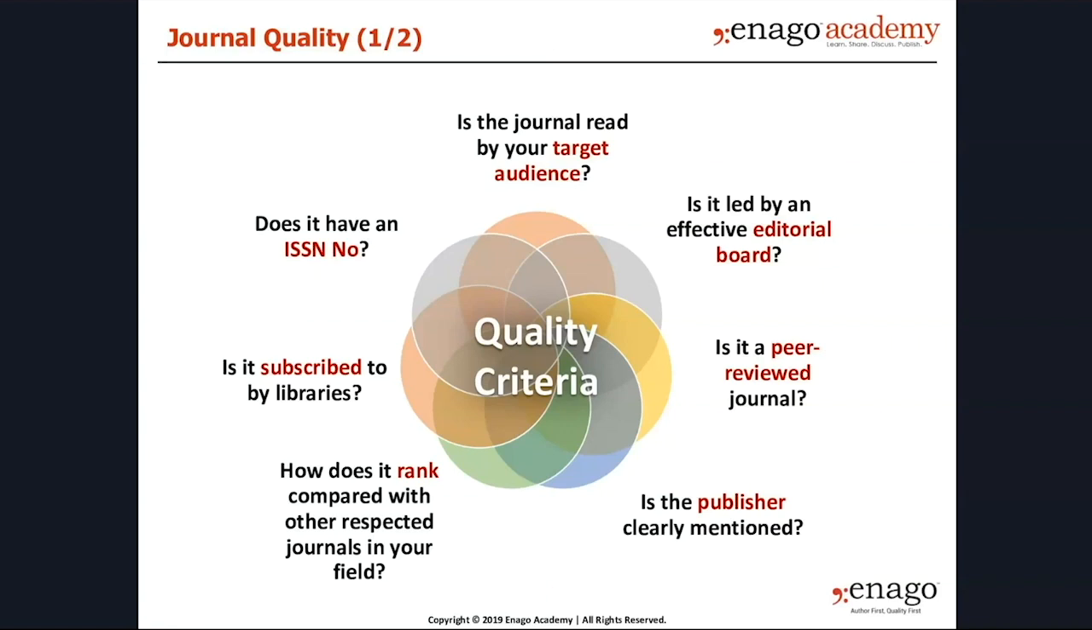Is it peer reviewed? Does the journal mention anything about its peer review process? Does it have open reviews where you can actually see the types of reviews that the journal receives? Does it give any indication of how long the peer review process takes? Some journals might explicitly present this information and tell you the number of days or weeks or months, hopefully not years, but occasionally.